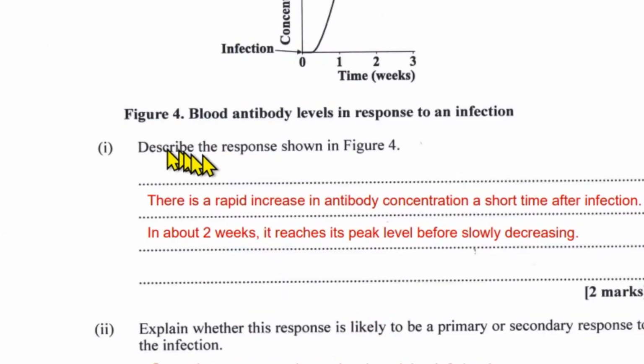So they say describe the response shown in figure 4. And it's 2 marks, so description of just the shape of what's going on. So there's a rapid increase in antibody concentration a short time after infection. You could also mention that there's a small lag time before the response and the detection. So in about 2 weeks, it reaches its peak level before slowly decreasing.